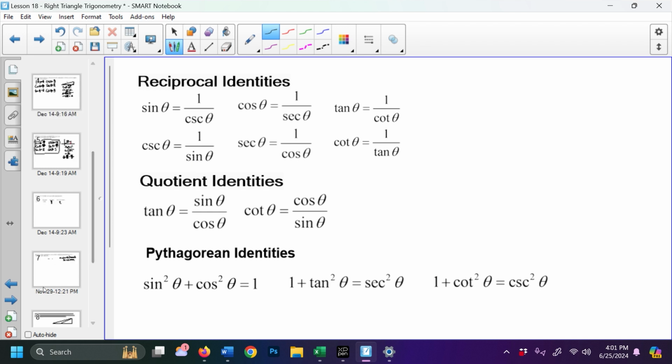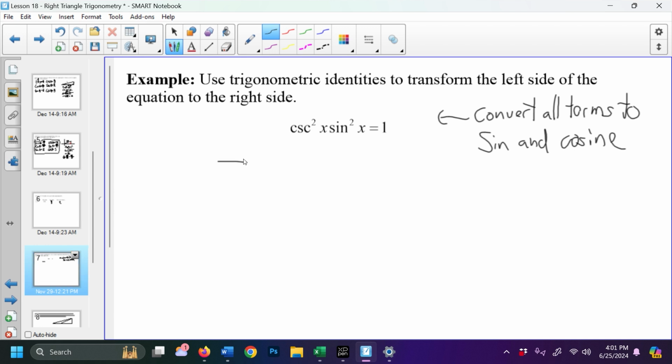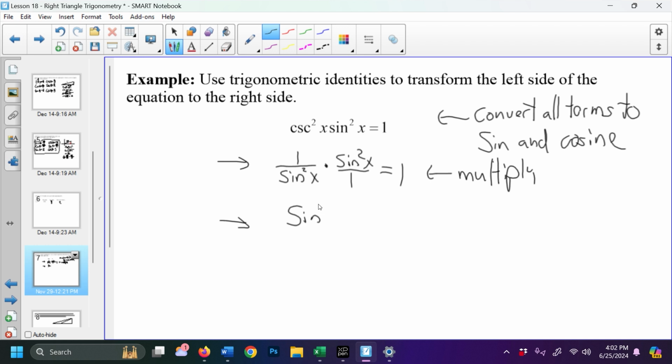So if I come down here and I go to my next step, cosecant squared x is the same as 1 over sine squared x times sine squared x equal to 1. And if I multiply that out here, one times sine squared x is sine squared x. Sine squared x times 1 is sine squared x.